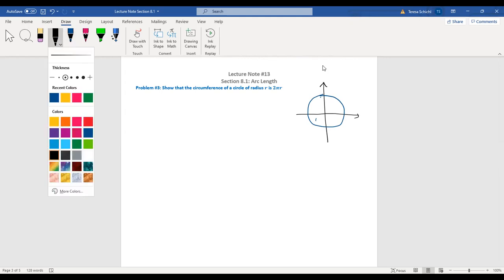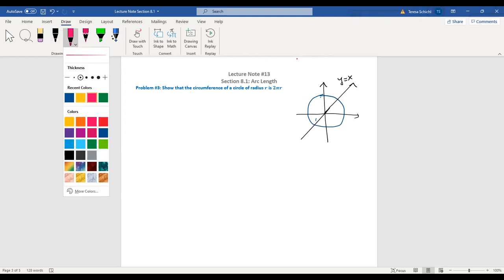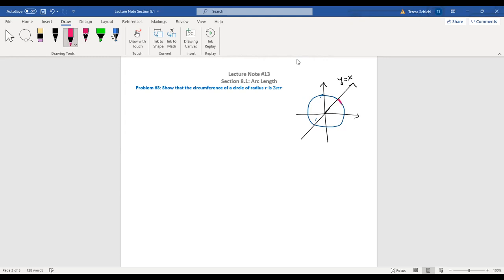Okay, so I'm going to draw a line here. This line is y equal to x, right? So it's 45 degrees, equally dividing this right angle. So take a look here. I know this arc, from here to here, will be 1/8 of the circumference, right? So if I can find the length of this arc, then I can multiply by what? Multiply by 8.